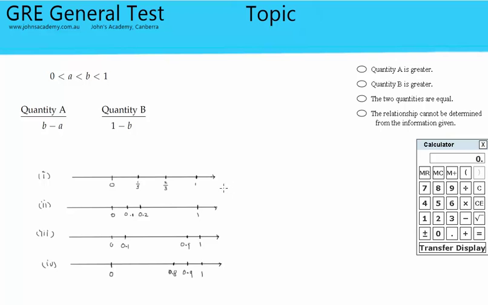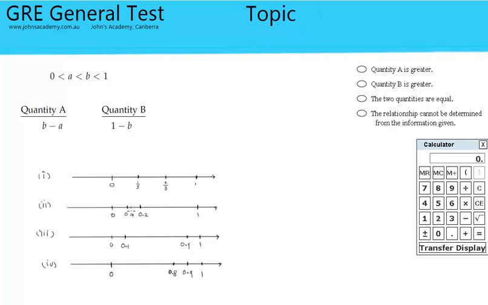To solve this problem, consider these four cases. The first case is when 0, A, B, 1 are equally spaced. So that's 0, 1 on 3, 2 on 3, so that's 3 out of 3, so that's 1. 3 out of 3 is 1.